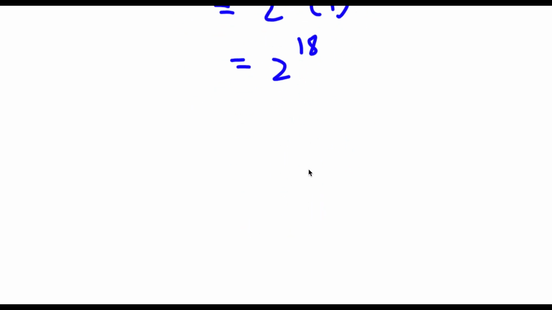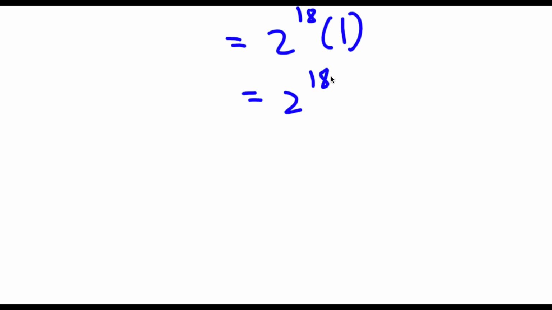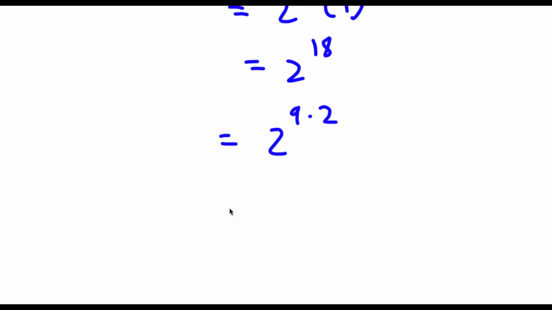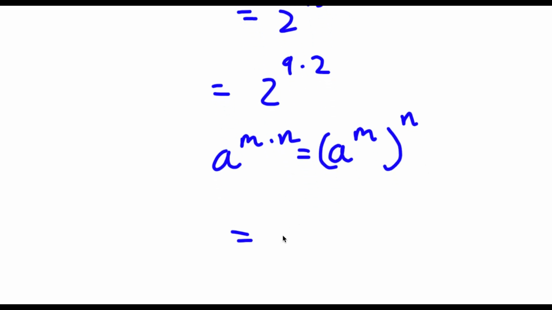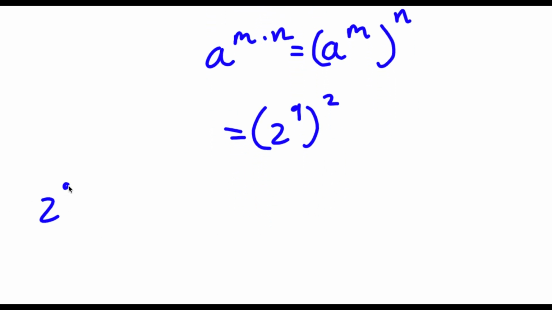So now, let's go ahead and actually solve for the exact value of 2 to the power of 18. Well, I'm going to rewrite this as 2 to the power of 9 times 2, because 18 is equal to 9 times 2. Now, if I have something in the form a to the power of m times n, this is equal to a to the power of m to the power of n. So in this case, 2 to the power of 9 times 2 is going to equal 2 to the power of 9 to the power of 2. Now, 2 to the power of 9 is equal to 512, so now I have 512 to the power of 2.